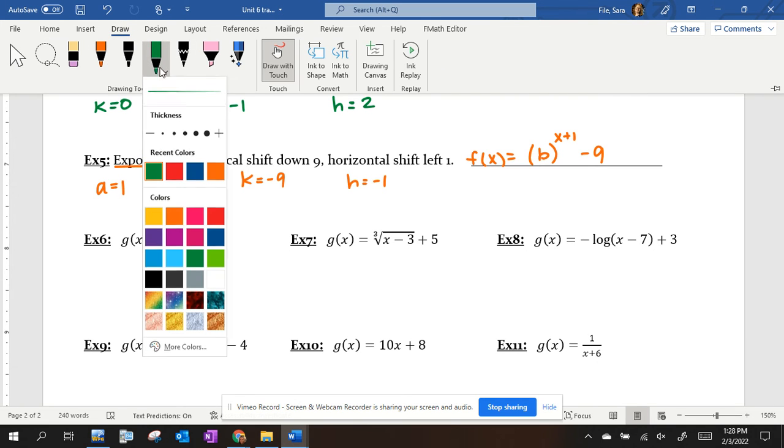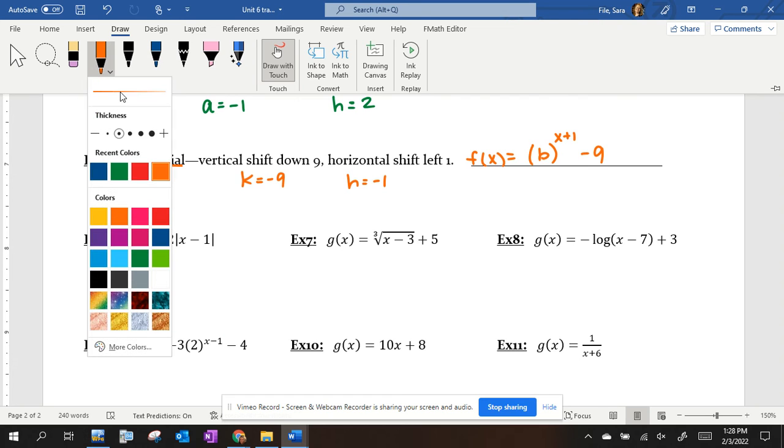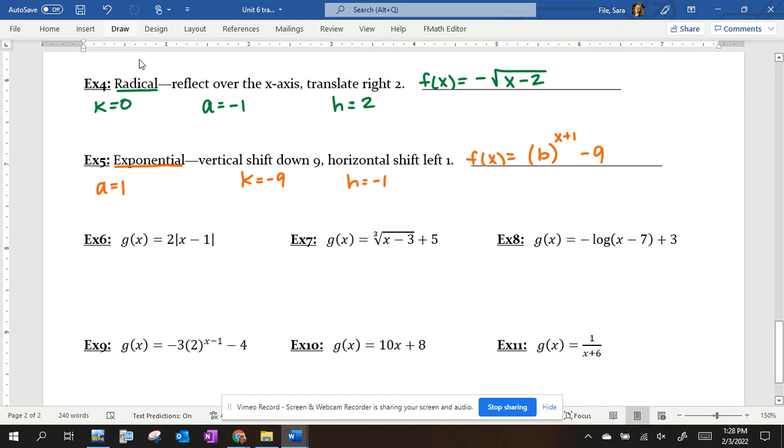All right, so what type of function is this? So this is an absolute value.